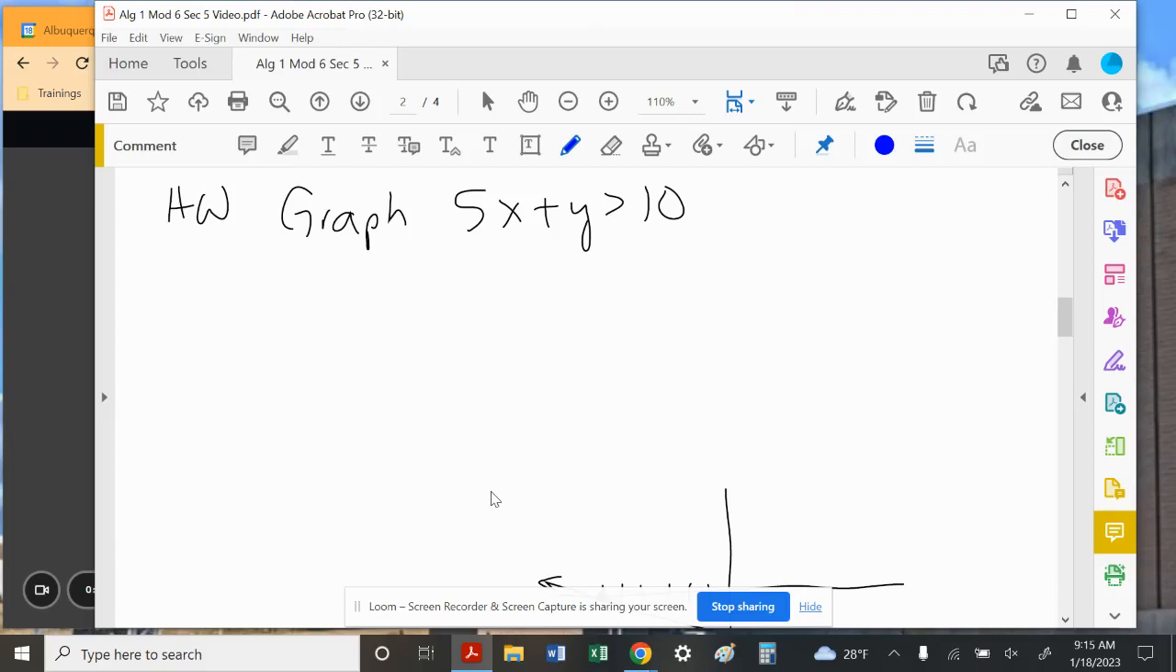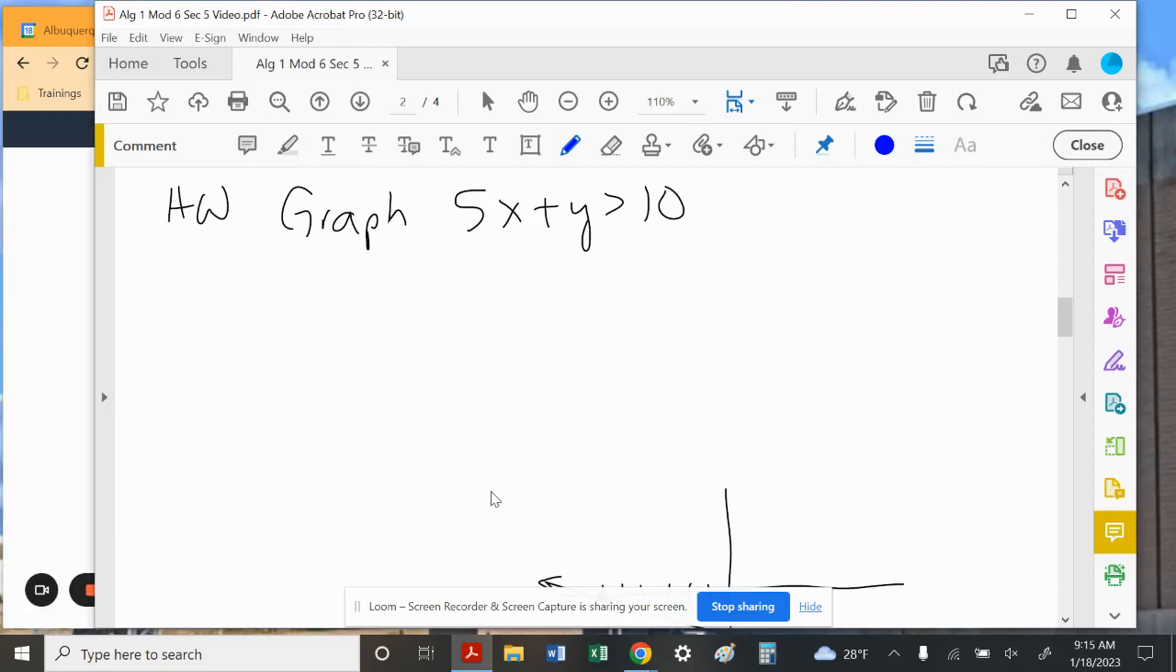So now let's get to a homework problem. We're going to graph this particular problem again, trying to do it the same way, solving for y. I could find the x and y intercepts and do it that way as well. Any way that you want to do it, you can do it. So the last example that I did, I used solving for y.